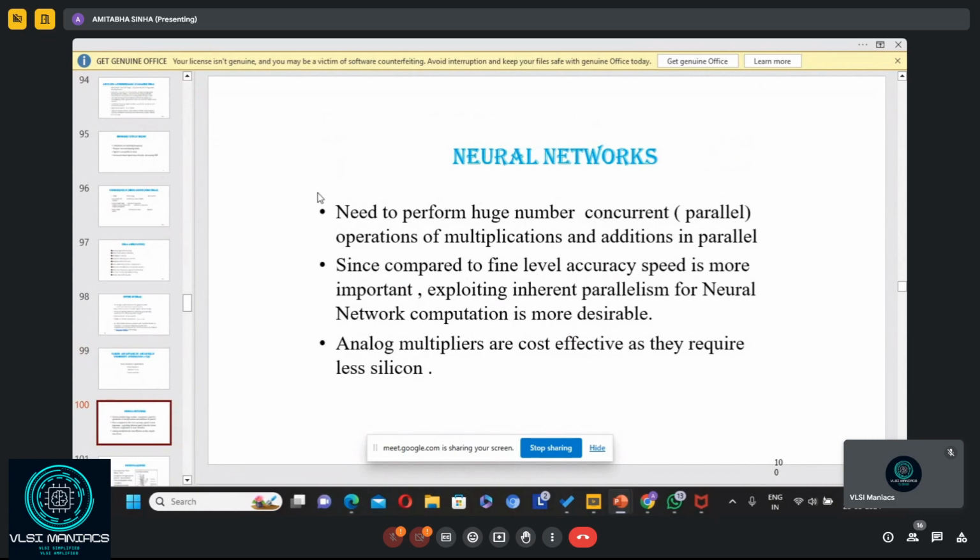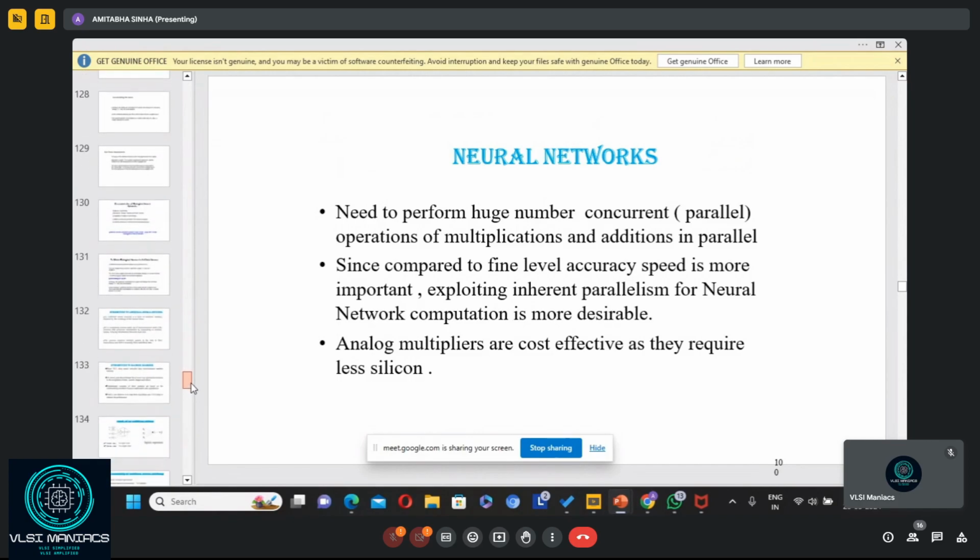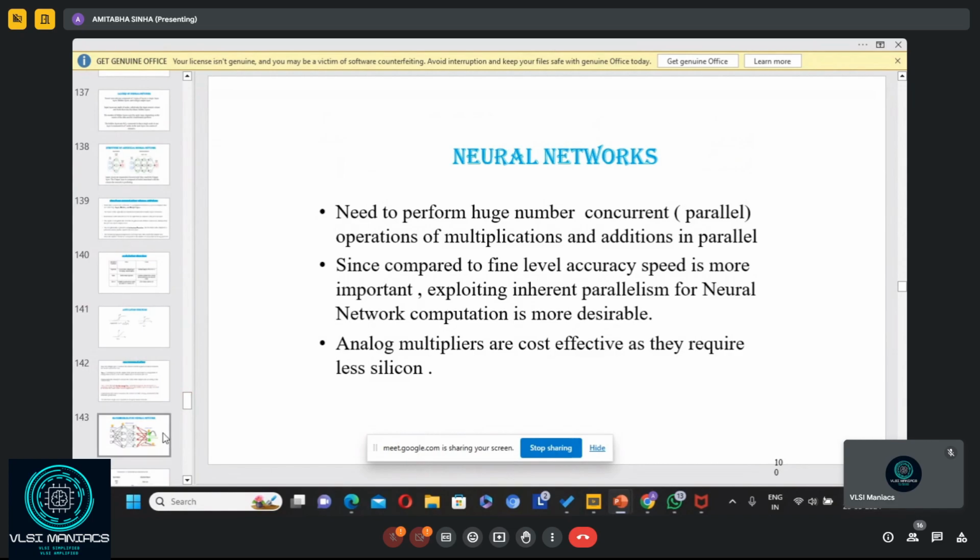When we go for neural networks, we'll find that they need to perform a huge number of concurrent operations of multiplications and additions in parallel. In neural networks, these algorithms exhibit a large number of multiplications and additions, which could be done in parallel. Just briefly, I'm giving you the computational structure of a neural network. We'll discuss them when we go into details.